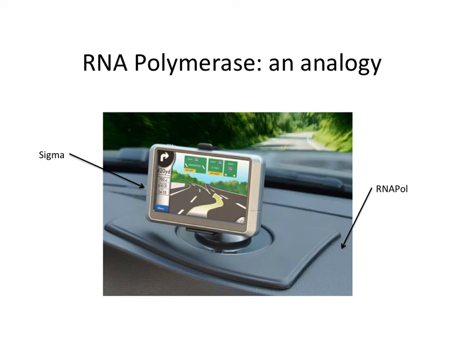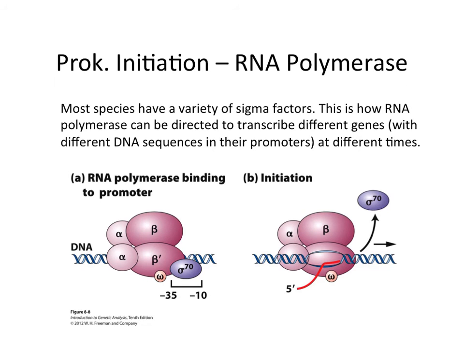Sigma factor binds first, and then what we call, and I'll use this term again, so I want to tell you what it is now, recruits RNA polymerase. Sigma factor binds to the DNA and it recruits, it brings in RNA polymerase and says, hey, this is a gene, transcribe it. Just a different cartoon of the exact same thing.